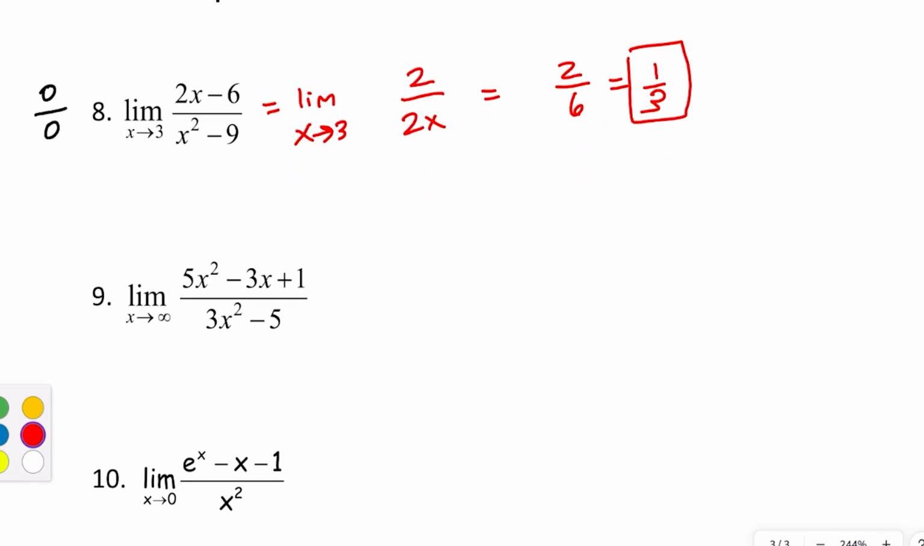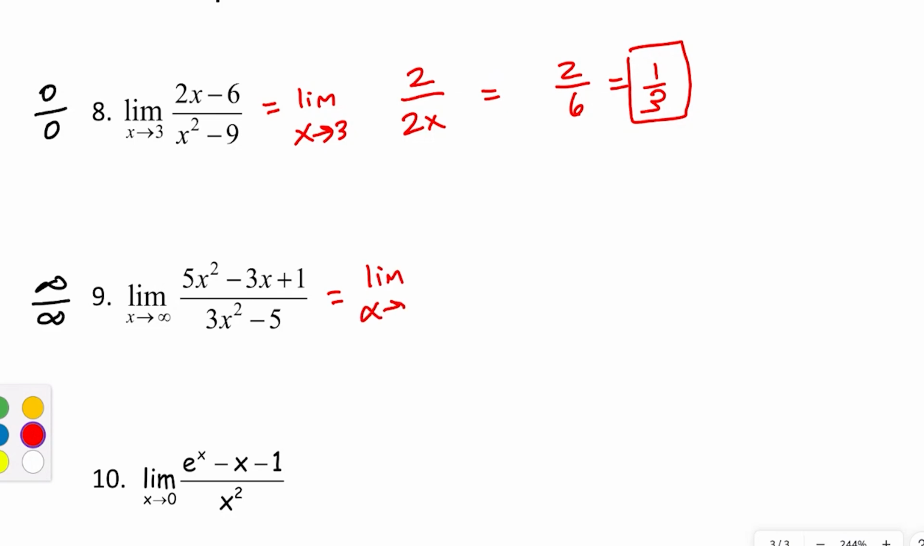Okay, number 9. If I try to plug in infinity, it's not going to work, right? I'm going to get this whole infinity over infinity business. So we can use L'Hopital's rule. Now, if you remember how the horizontal asymptotes work, and you can just see that this is going to be 5/3, and you just want to jump straight to the answer, you're still welcome to do that. Don't feel like you have to use L'Hopital's rule. But if we did, it should still give us the 5/3.